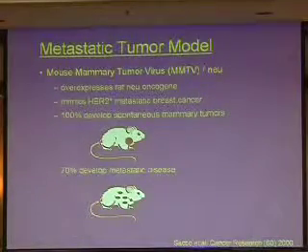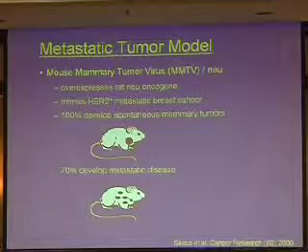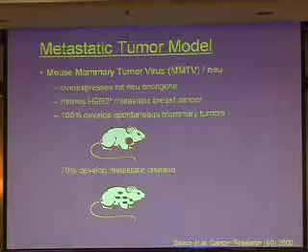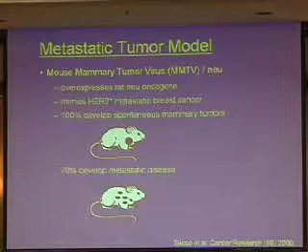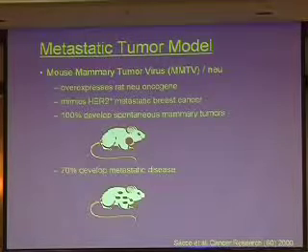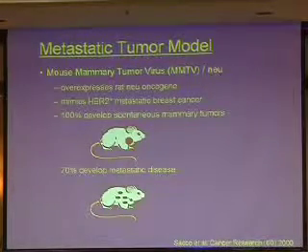So the second model we'll be using is a metastatic model, which was the mouse mammary tumor virus neu model, which has been shown to mimic human HER2 overexpressing breast cancer. And in these mice, 100% of them will develop primary mammary tumors, and about 70% will develop metastatic disease to different sites in the body.